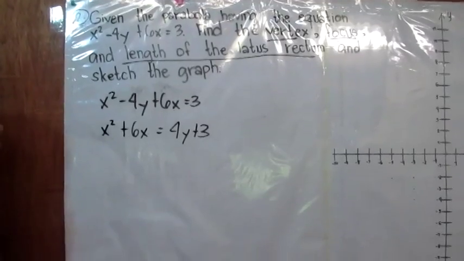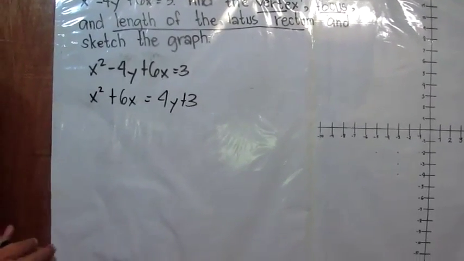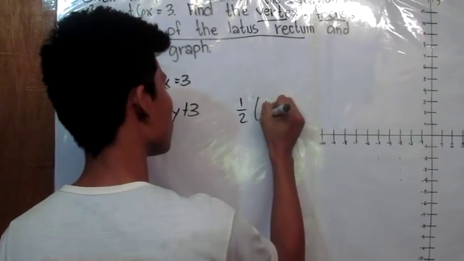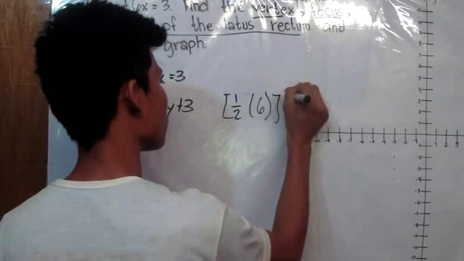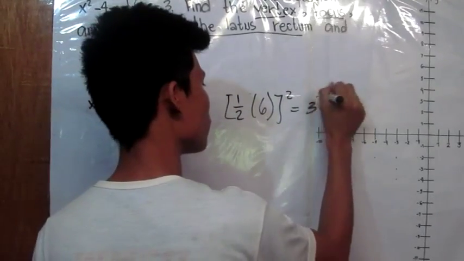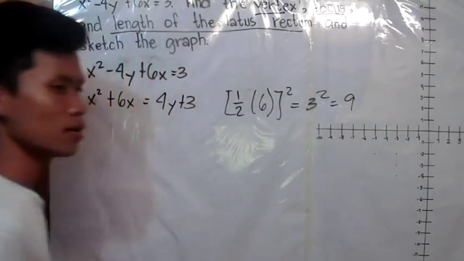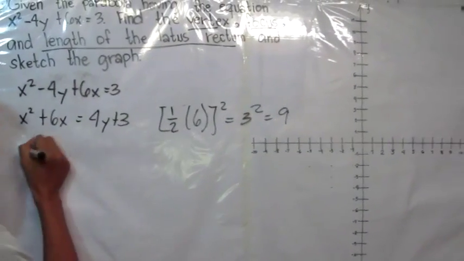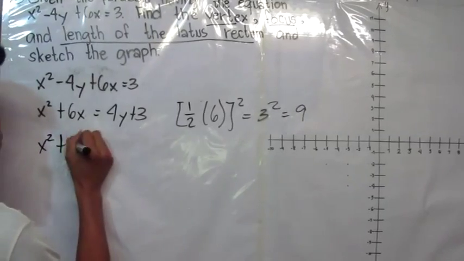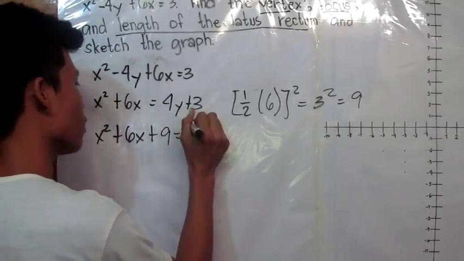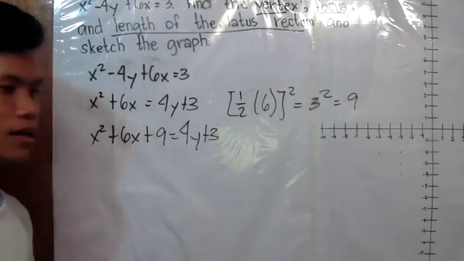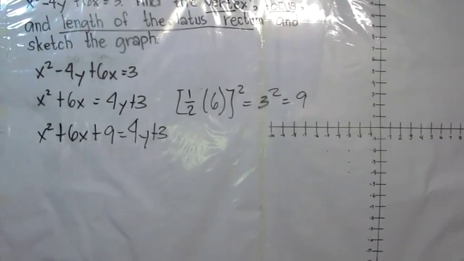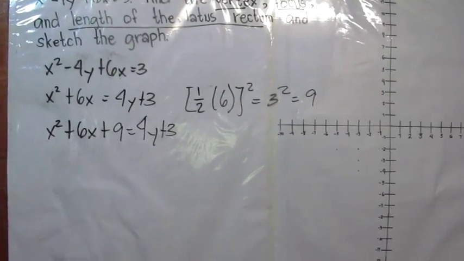Okay, then we're going to multiply 6 by 1/2 and we are going to square it. So the answer is 3² equals 9. Then we're going to extract and complete the square. So x² plus 6x plus 9 equals 4y plus 3. Then we're going to get the factors of the given equation.